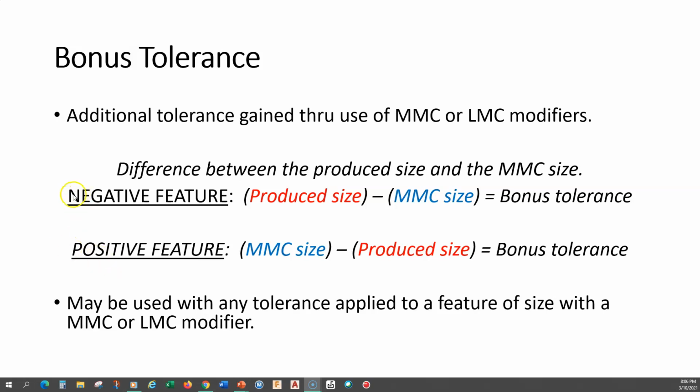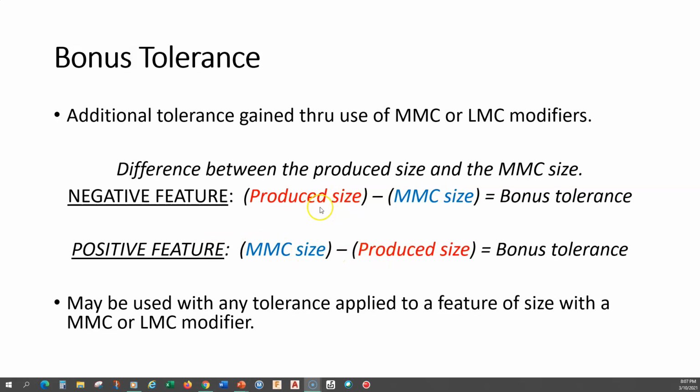All right. The first equation for bonus tolerance is for negative features. Remember, a negative feature is like a hole or a slot. The bonus tolerance equation is the produced size minus the MMC size. And that's going to give us our bonus tolerance. When we switch and look at a positive feature, and one way to explain a positive feature is something that you can touch, like a cylinder or a tab, a notch, something with thickness, the positive feature bonus tolerance equation is the MMC size minus the produced size.